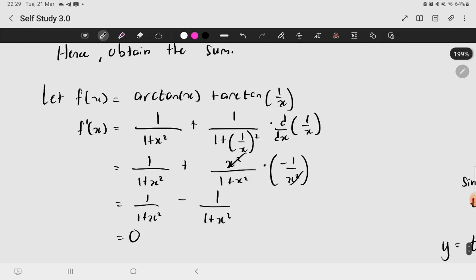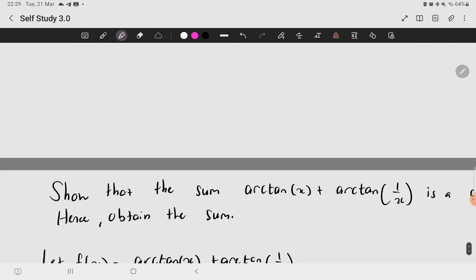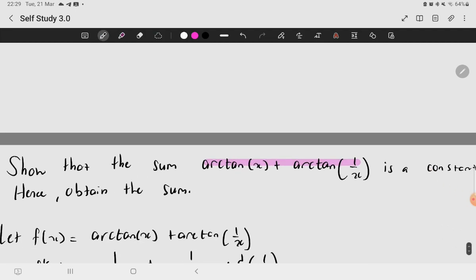Now, previously we did discuss what happens when we take the derivative of a constant function. It will be 0, meaning that the slope will be 0. Therefore, this implies that this particular expression or this particular sum is a constant. Now, the bonus question is: hence obtain the sum. So now, how do we obtain the sum?